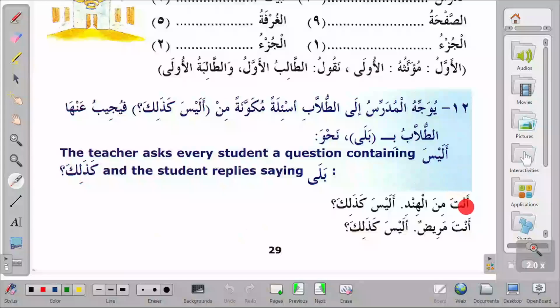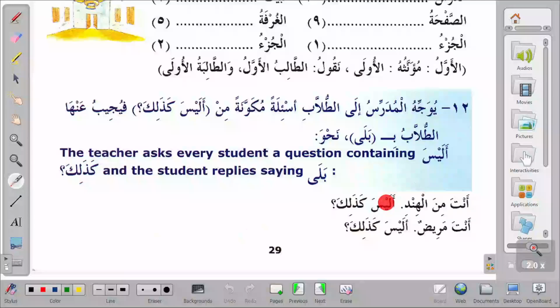So what they want you to say is that Anta min al-Hind. There is a question here. They want you to answer using bala. Anta min al-Hind, you are from India. Alaysa kazalik? Is that not so? So how do you answer? Yesterday I think I explained it, right? I mean the previous lesson. If you are using bala, in this type of question, isn't it so?